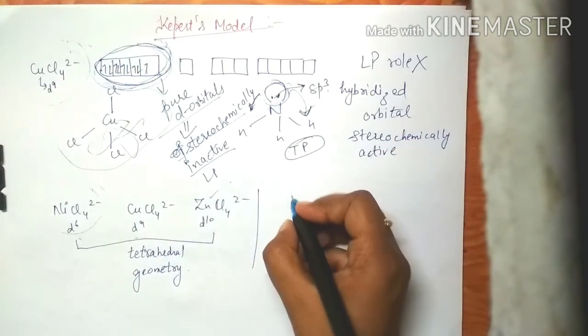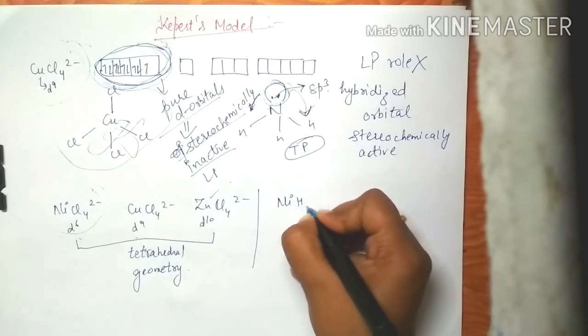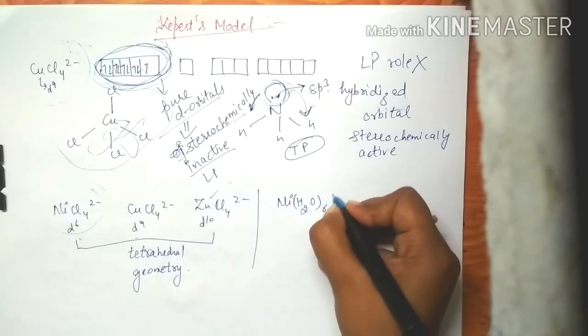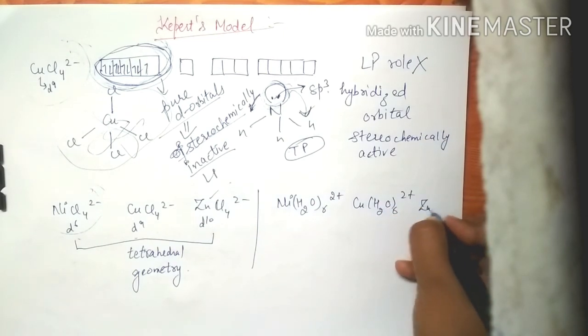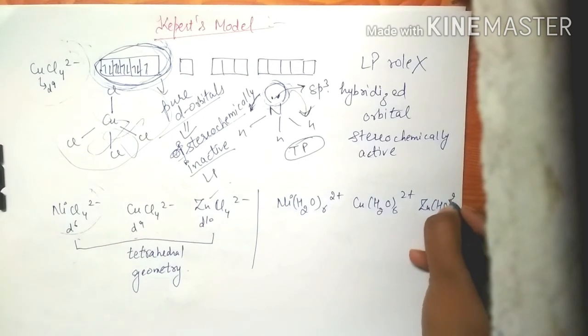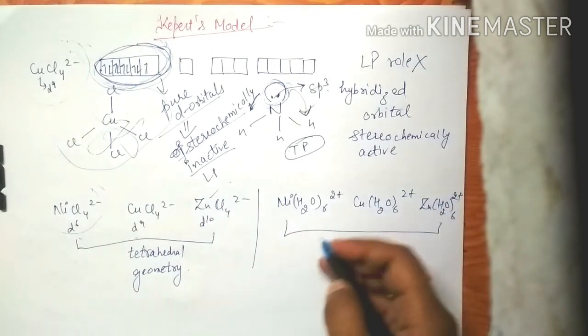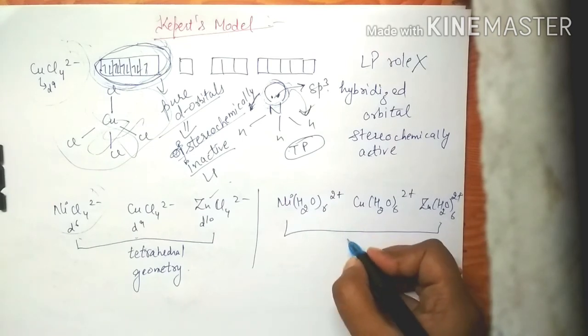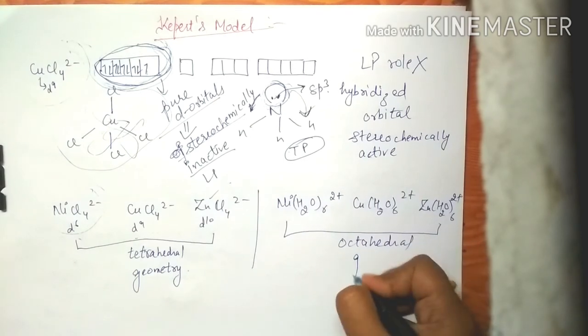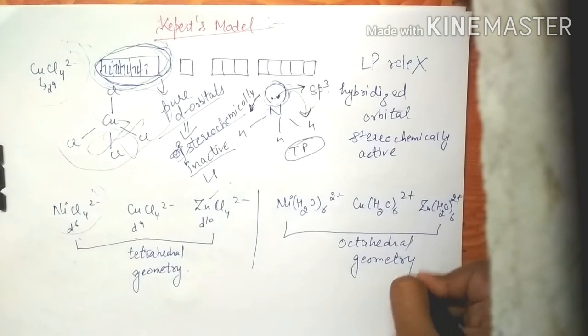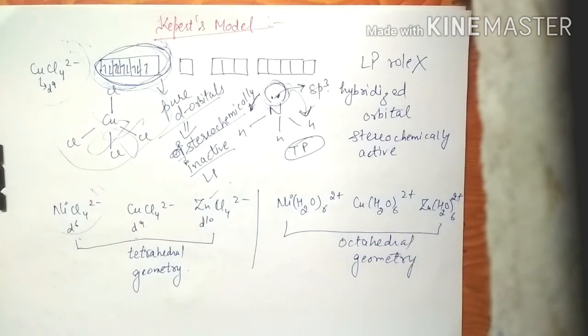Also, if we take the case of Ni(H2O)6 2 positive, Cu(H2O)6 2 positive, Zn(H2O)6 2 positive, all these having coordination number 6, all of them have perfect octahedral geometry. Okay, here also there is no role of the number of lone pairs, so the lone pair will have no effect on the geometry or shape of the given complex. Okay, so this is basically Capet's rule.